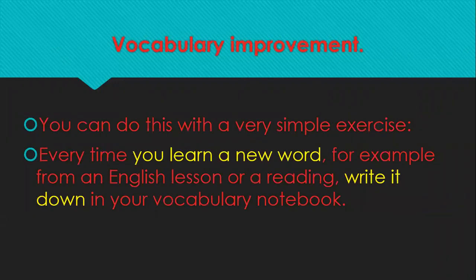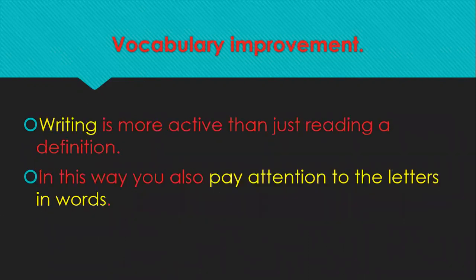You can do this with a very simple exercise. Every time you learn a new word, for example, from an English lesson or a reading, write it down in your vocabulary notebook. Writing is more active than just reading a definition. In this way, you also pay attention to the letters in words, and to how the word is written. Maybe it has double T, double S, or double C. So that is the correct spelling for words. When you write the word, you also learn how the correct spelling is.